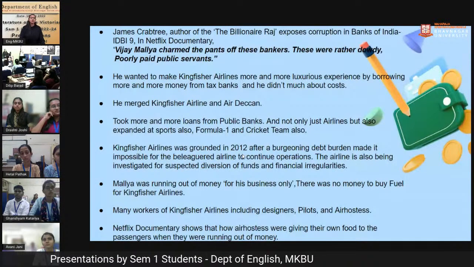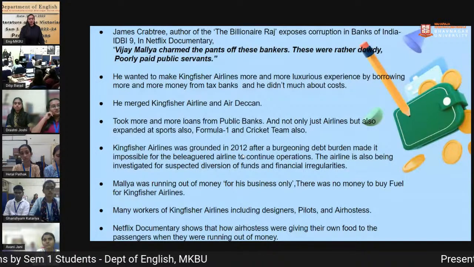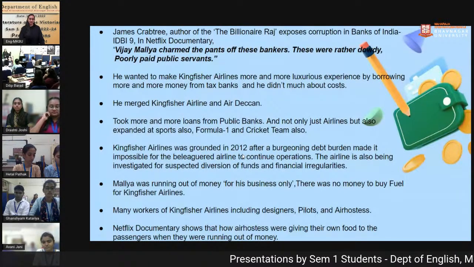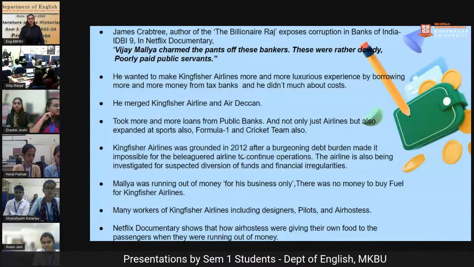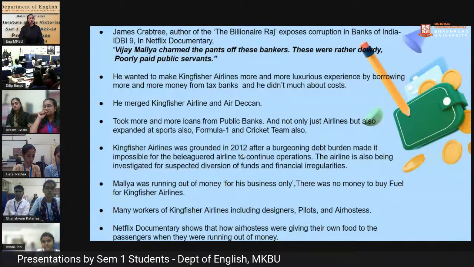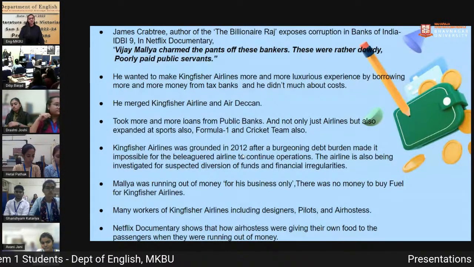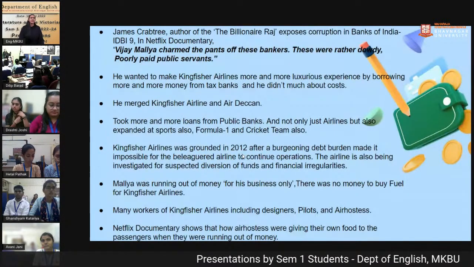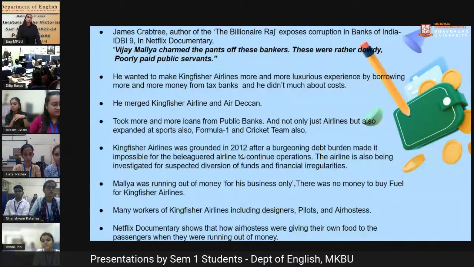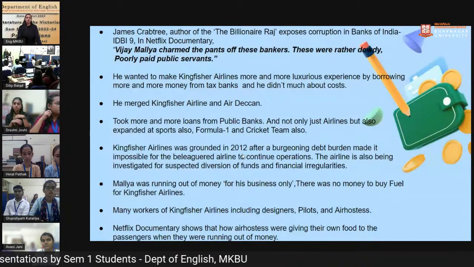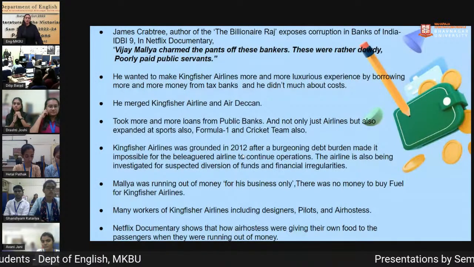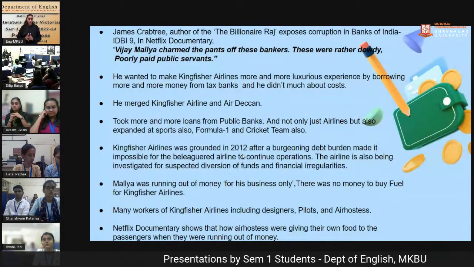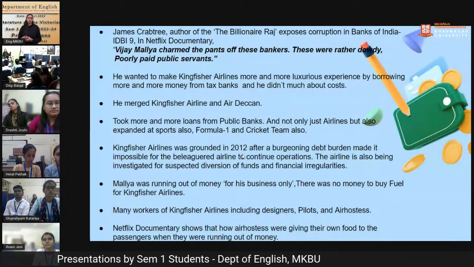Kingfisher Airlines was grounded in 2012 after a burgeoning debt burden made it impossible for the beleaguered airline to continue operations. The airline is being investigated for a suspected diversion of funds and financial irregularities. Later on, the government found some activities which could not be identified. There were some irregularities in the activity of Vijay Mallya's Kingfisher Airlines. Then Vijay Mallya had to leave India.